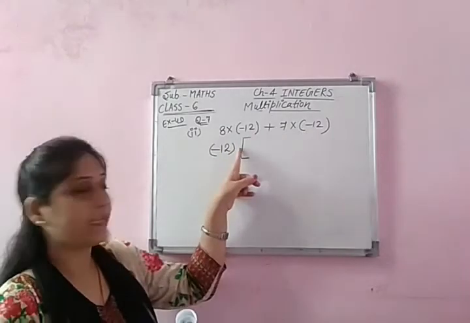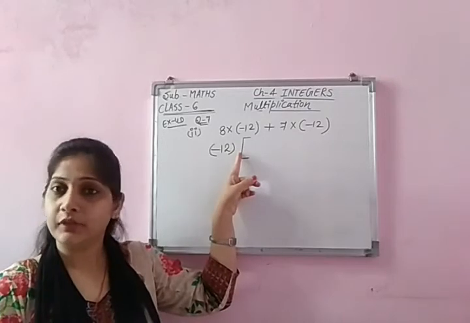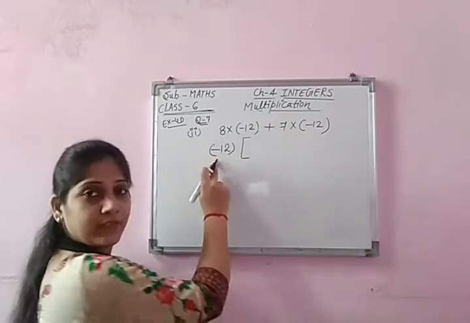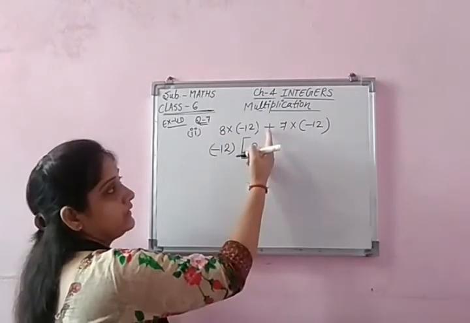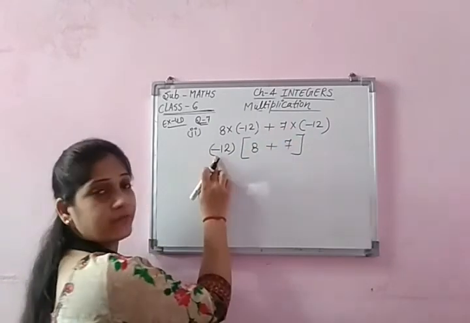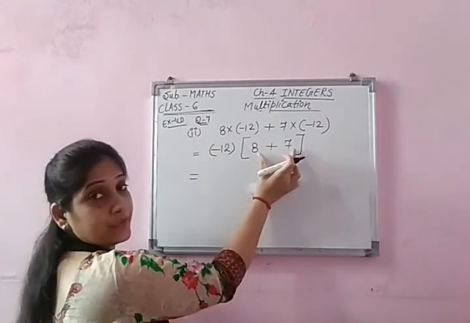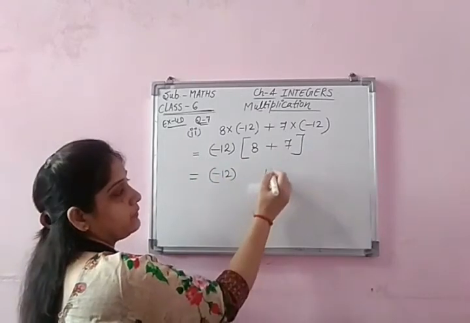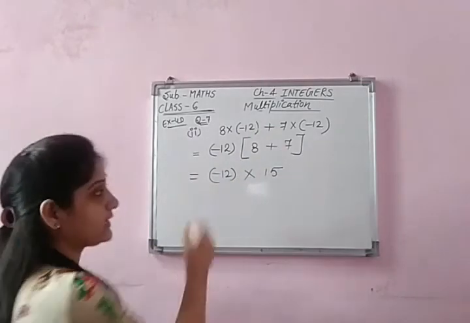If there is no sign here, it means it is multiply. Because between the bracket, no need to put a sign, it is automatically multiplication. So negative 12 we have taken outside. What is left inside? 8, then plus 7. Because negative 12 we have taken outside from both the terms. Now solve this one first. Negative 12 as it is, and 8 plus 7 becomes 15. And what is the sign in between? It is multiplication as I told.